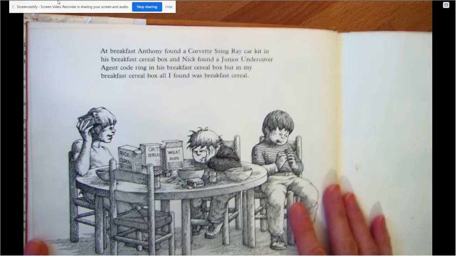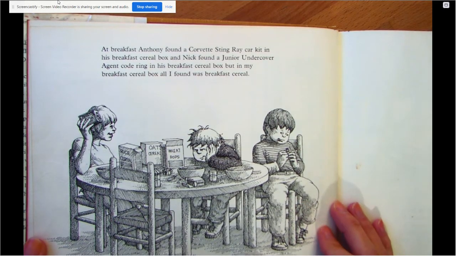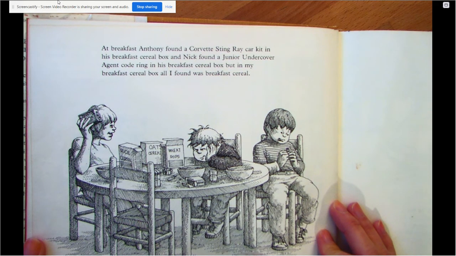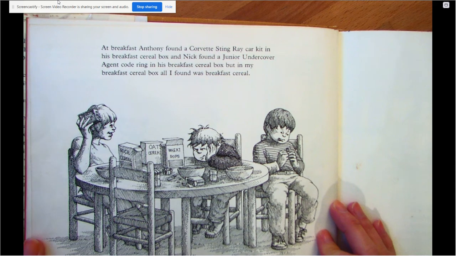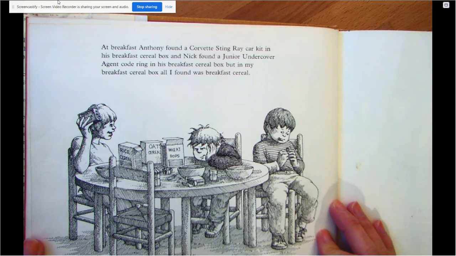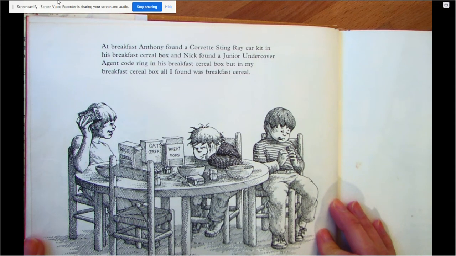At breakfast, Anthony found a Corvette Stingray car kit in his breakfast cereal box, and Nick found a junior undercover agent code ring in his breakfast cereal box. But my breakfast cereal box, all I found was breakfast cereal.